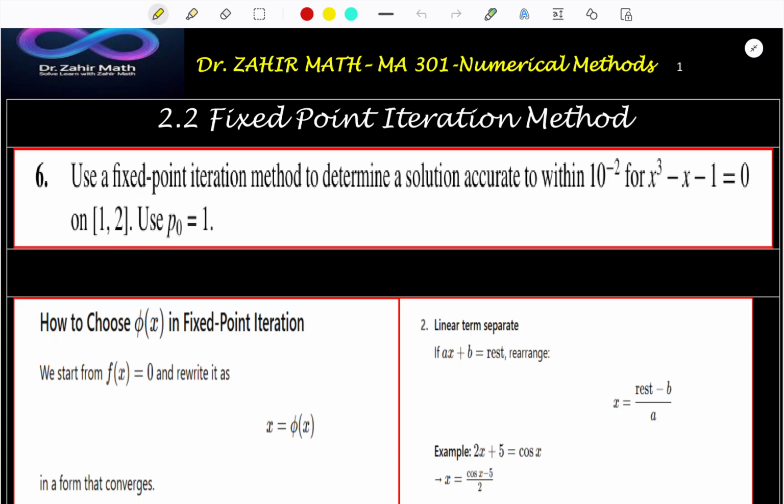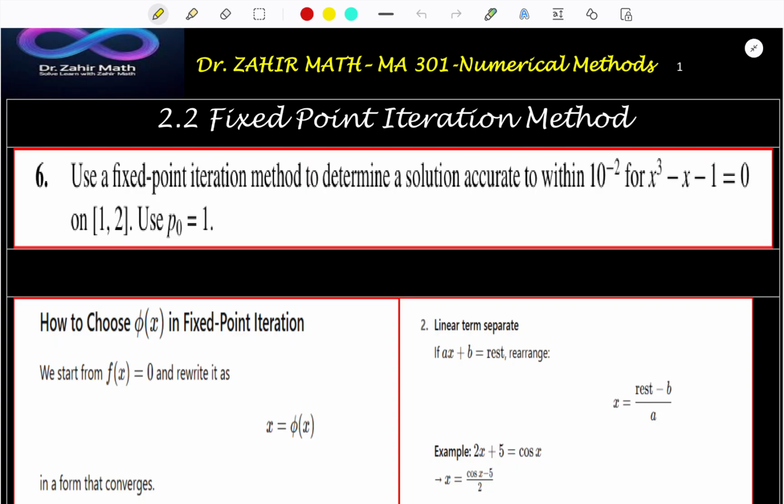So what is this fixed point iteration method? Before that, we did two methods. I already posted the videos in the channel. If you did not watch those, please go and watch, then come back to this one. The first method we did is, remember, the midpoint, where we divide by 2. Yes, bisection method. The second one we did was the regula falsi method, or method of false position.